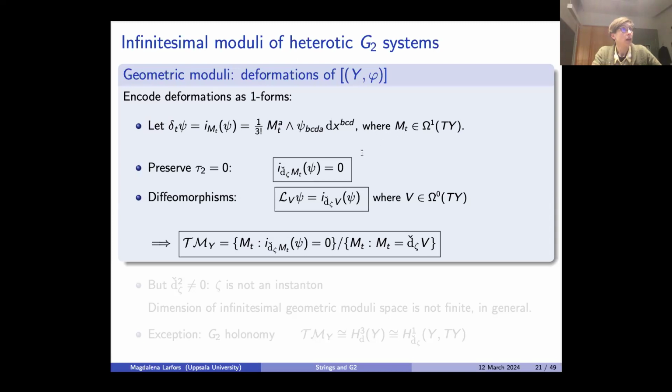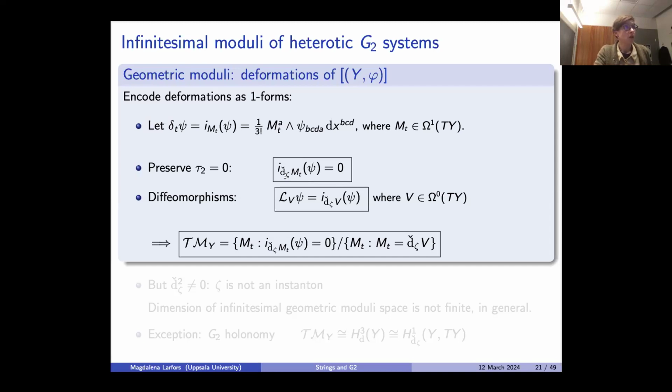And then we can study this matrix MT here to see what it gives. First we have some constraints on the geometry that we want to preserve. So we had the constraint that Tor2 should be 0. One can show that this corresponds to this particular condition: the contraction of d check zeta m, where d zeta was the operator d that I showed a few slides ago. So this has to contract with psi and give 0 in order to preserve this condition.